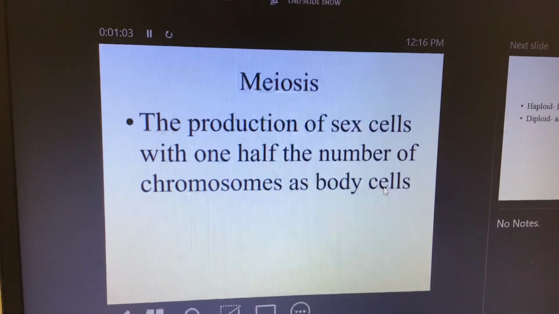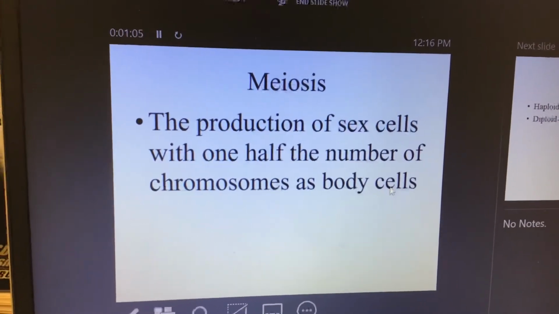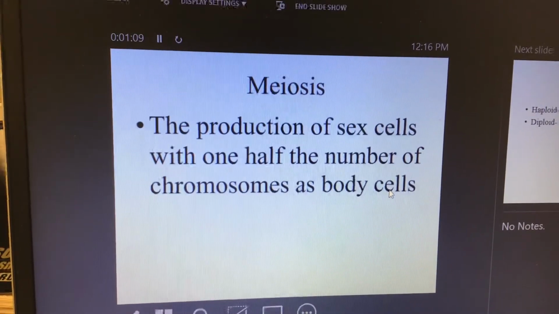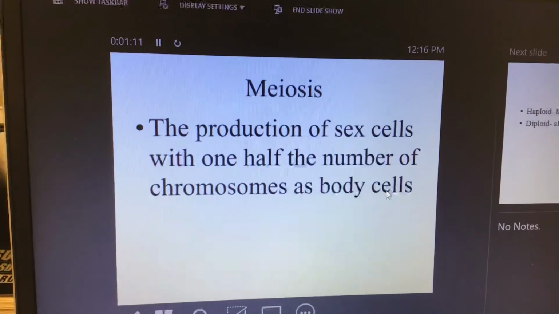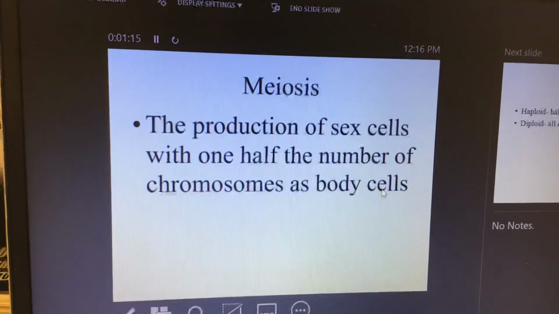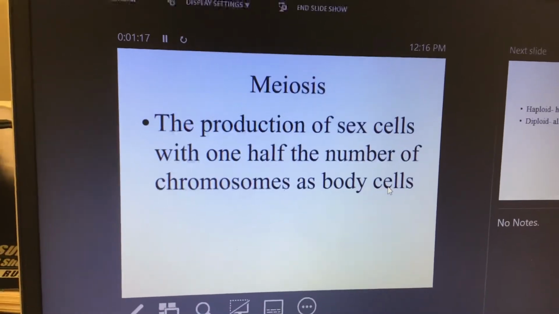So your heading is meiosis, go ahead and write this down. The production of sex cells with 1/2 the number of chromosomes as body cells. So meiosis, the production of sex cells with 1/2 the number of chromosomes as body cells.